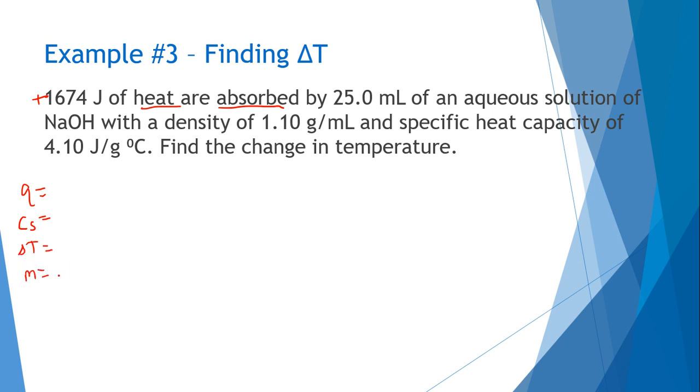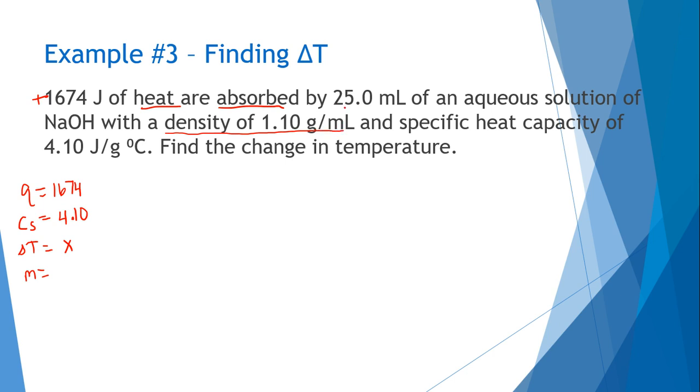So here, I know that I am going to find my change in temp. That's my X value. In the problem, it says that my Q, which is joules, is 1,674. And then for my change in temp, we already said we're finding that. My mass, we are not given that directly. My Cs is 4.10. Now, we are not given mass directly, but we are given density. So we have to do something with this.